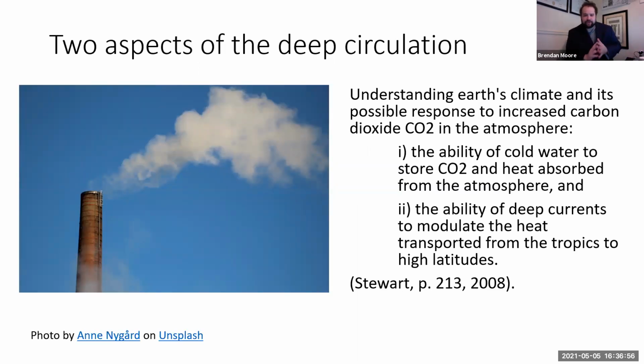And I wanted to go over two aspects of what in Stewart's text they call deep circulation, and basically understanding Earth's climate and its possible response to increased carbon dioxide or CO2 in the atmosphere requires two things: the ability of cold water to store CO2 and heat absorbed from the atmosphere, as well as the ability of deep currents to modulate the heat transport from the tropics to high latitudes.